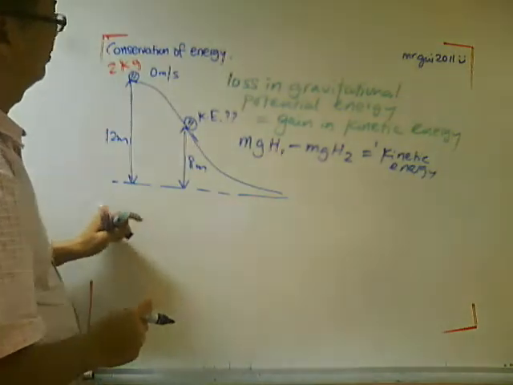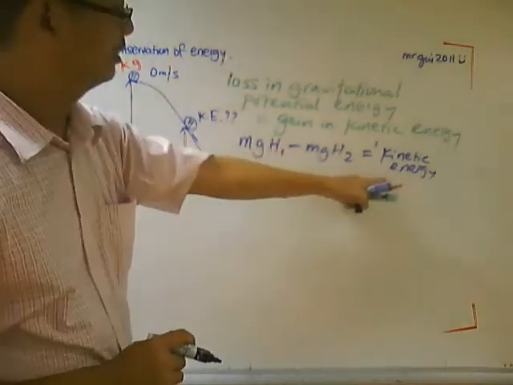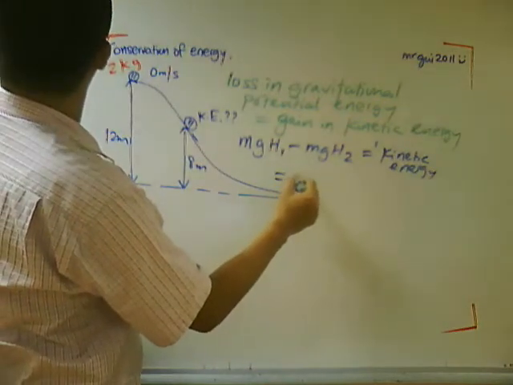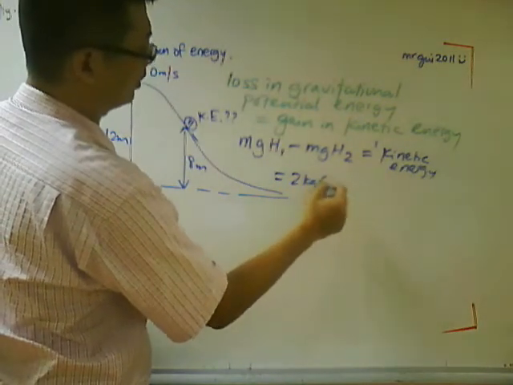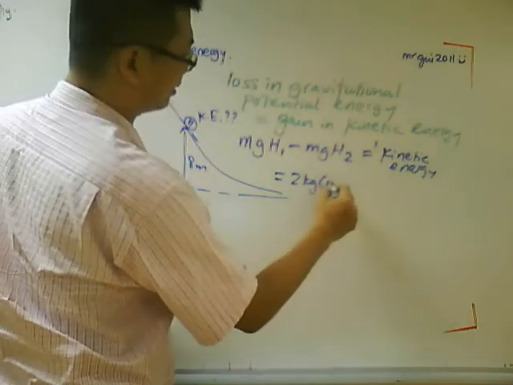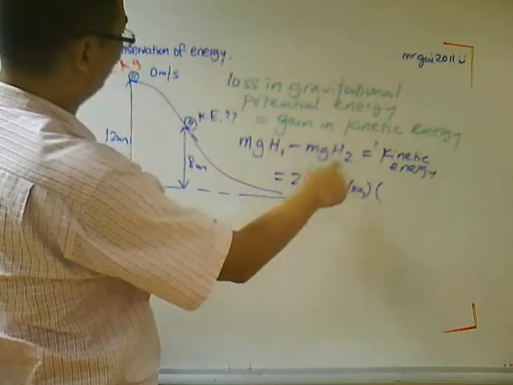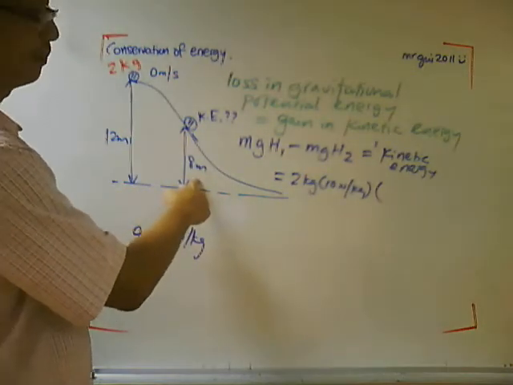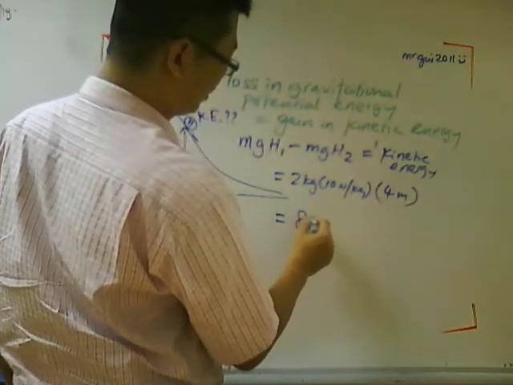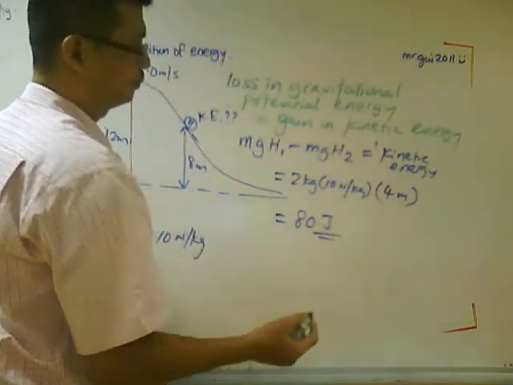Kinetic energy, because the kinetic energy initially is 0. So whatever gain here will be equal to the final kinetic energy. Now which is equals to 2 kilograms, say if g, if we take it as 10, times 10. Now H1 minus H2 will be 12 minus 8, which is 4 meters. Now this will work out to be 80. The unit for energy is joules.